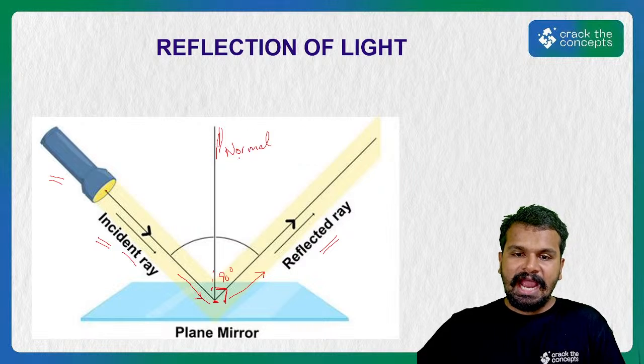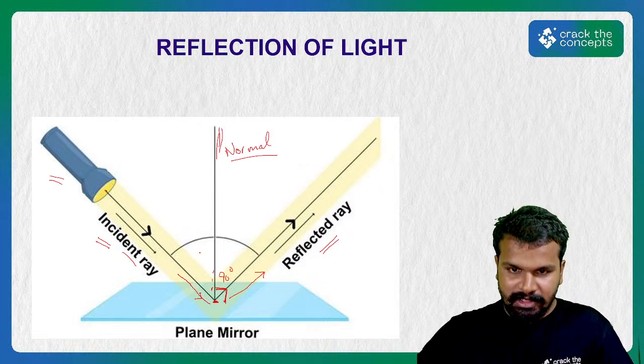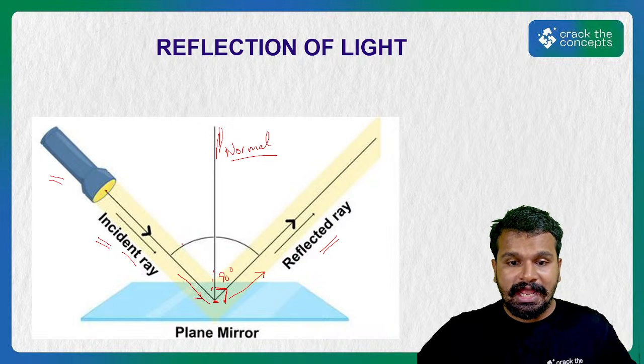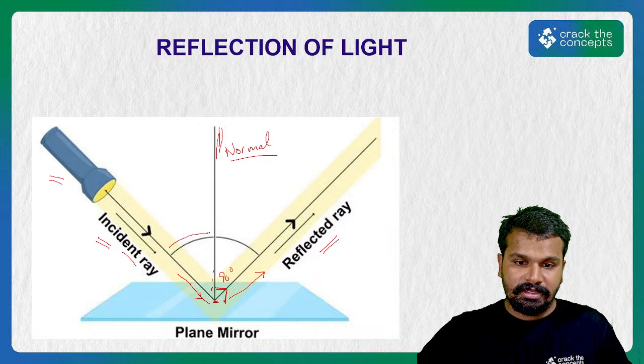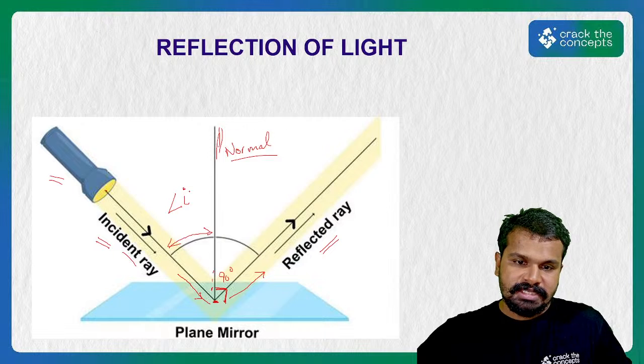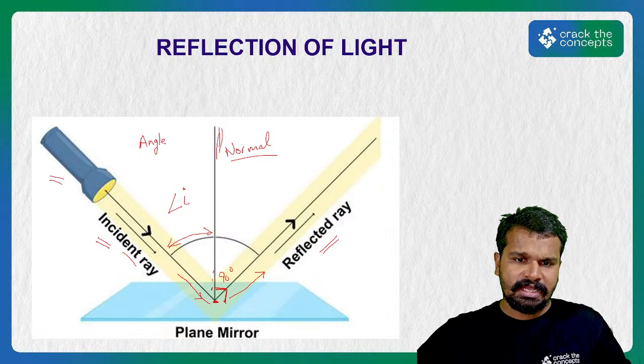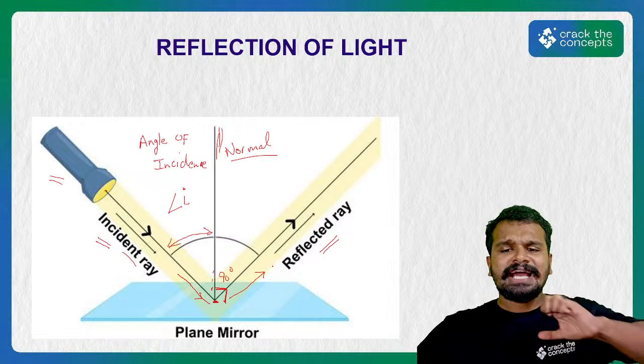Next, this incident ray and the normal form a particular angle. See this particular angle which I am marking. We call it the angle of incidence. In short, we write it as angle i. This is known as the angle of incidence.